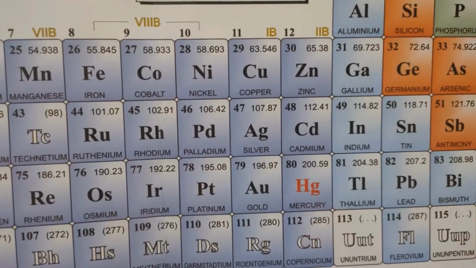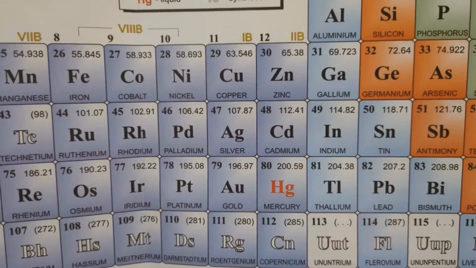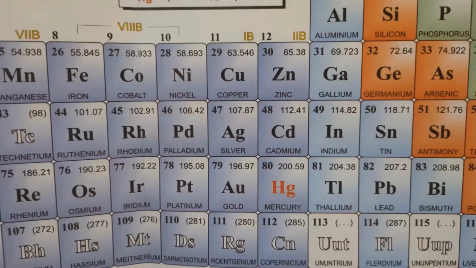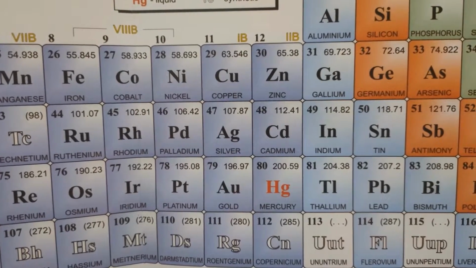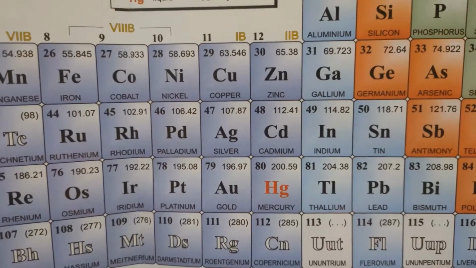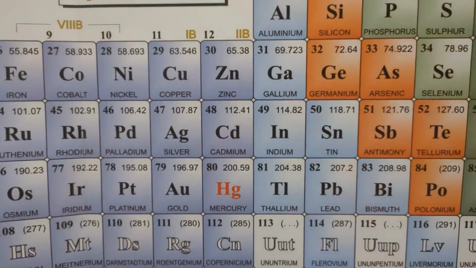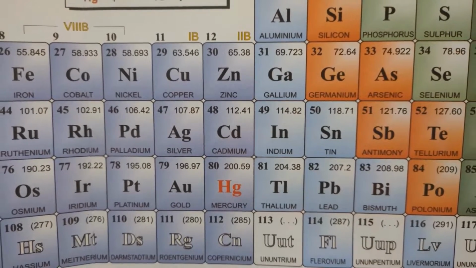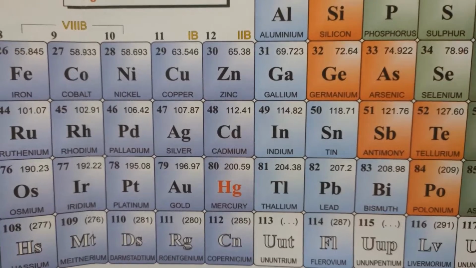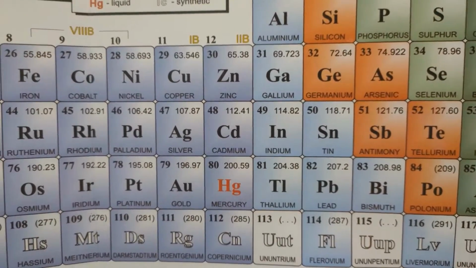For the 31st one we have gallium, and it has an atomic mass of 69.723, and is represented by the symbol capital G and small a. And for the 32nd one we have germanium. Germanium has an atomic mass of 72.64. It's represented by the symbol capital letter G and small e.